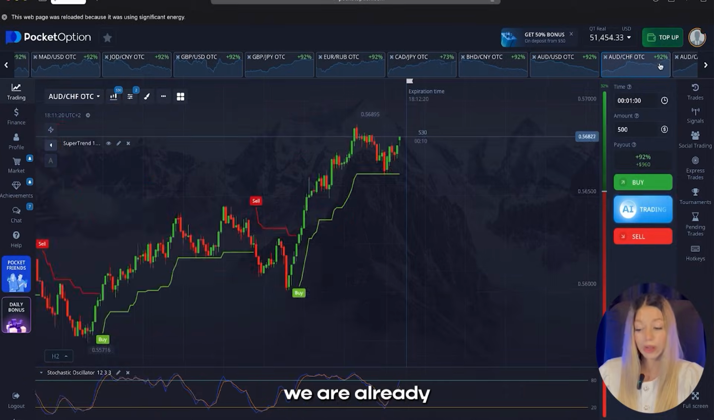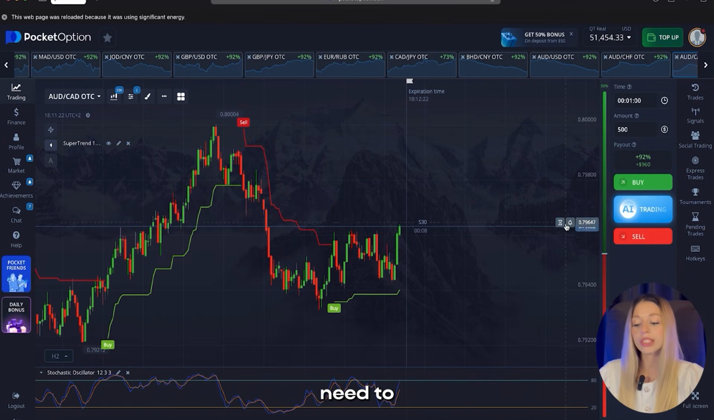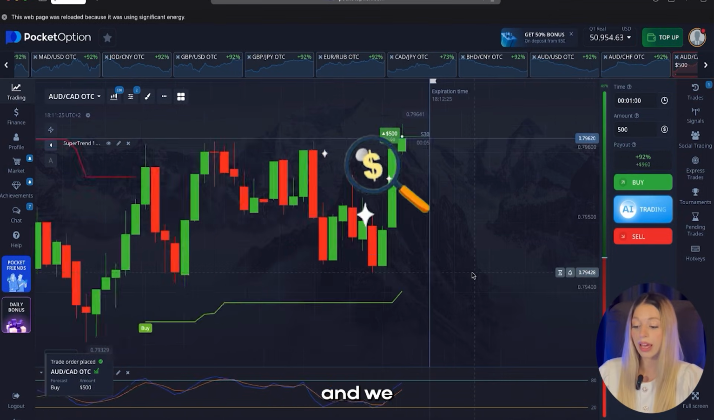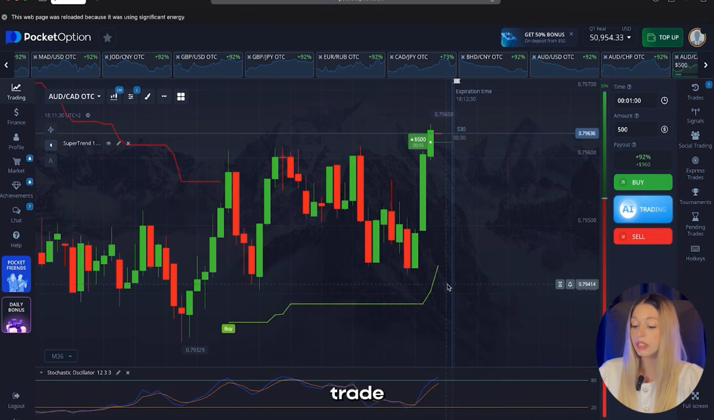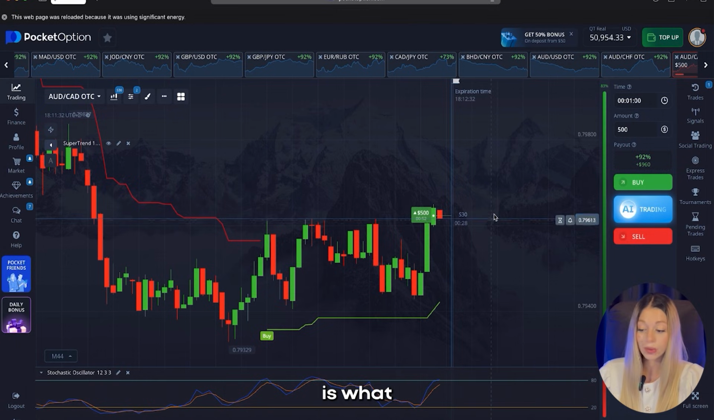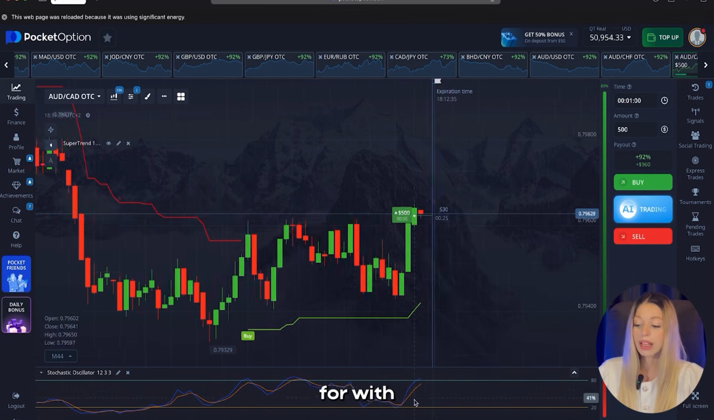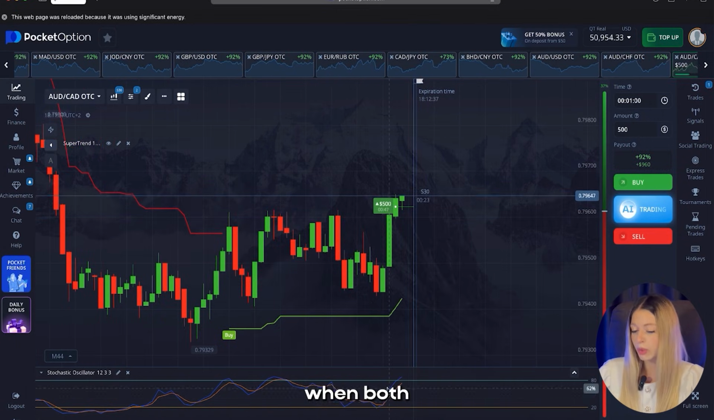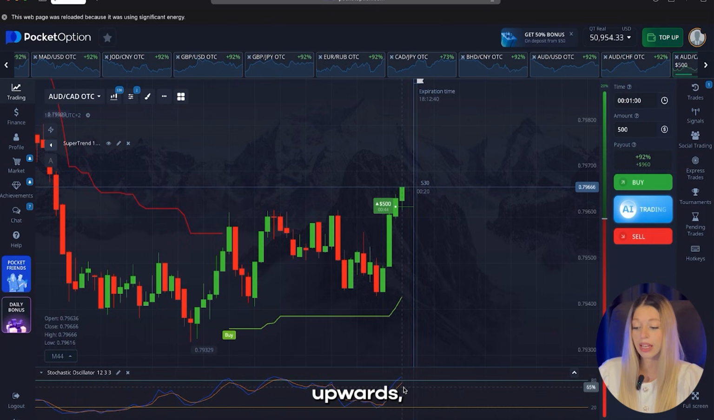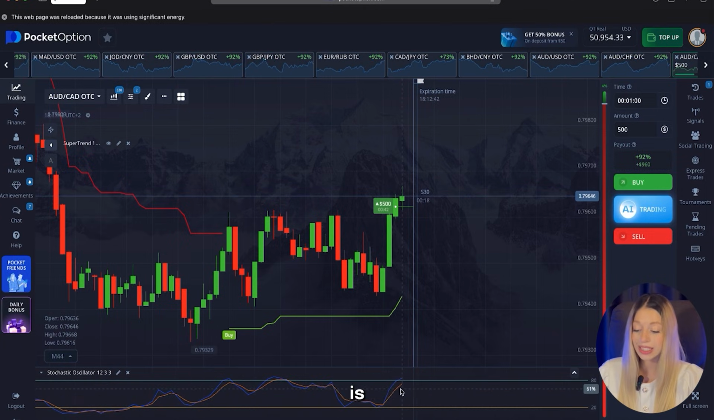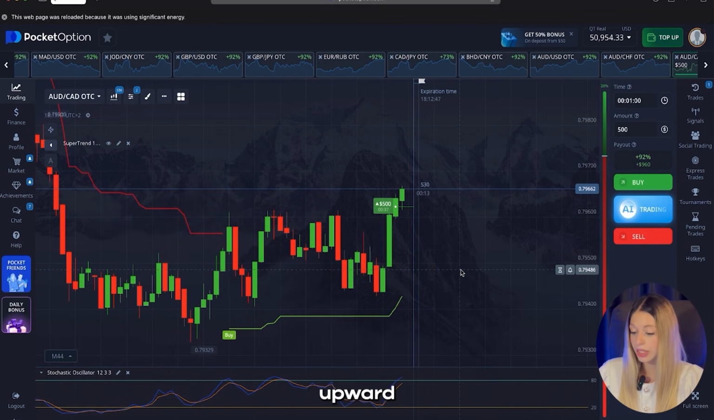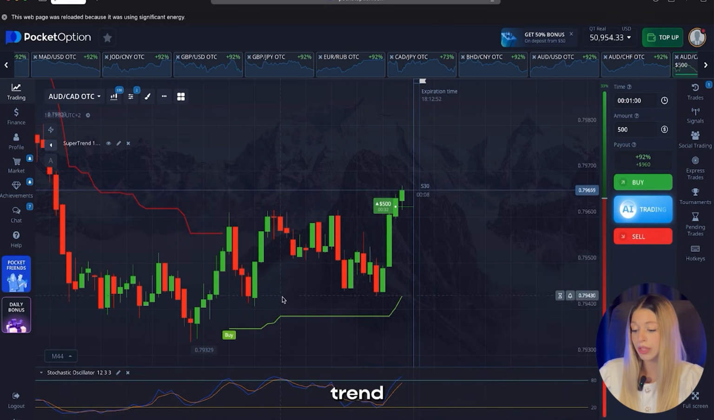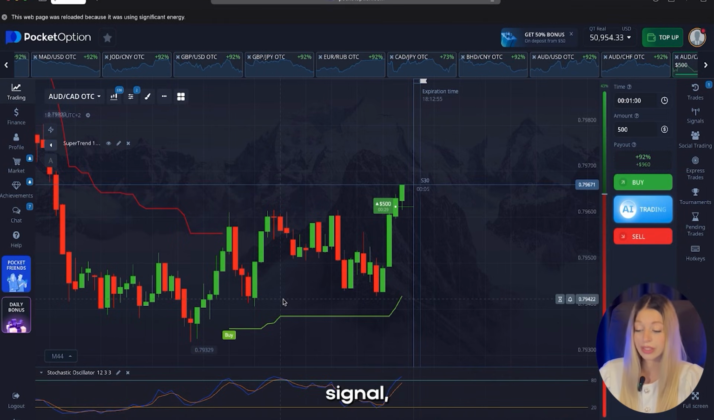Okay guys, we are already on the platform. Now we just need to find a suitable currency pair and we will get started. So our first scenario is a 1 minute trade on the rise, and here is what we need to look for with this strategy. We catch moments when both the super trend indicates an upward movement and our stochastic is outside its peak zones, meaning it's in the middle moving upwards, suggesting buyers are dominant. Its opinion aligns with the super trend, making it a good entry signal, I think.